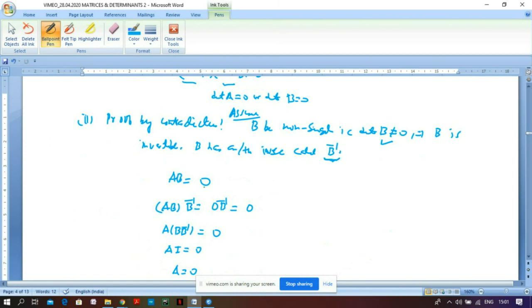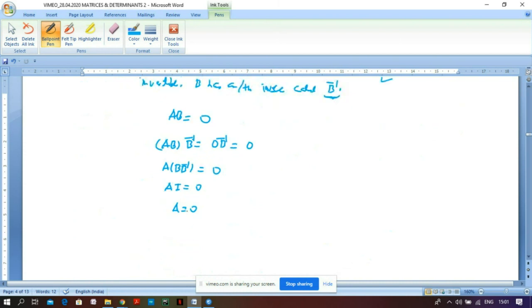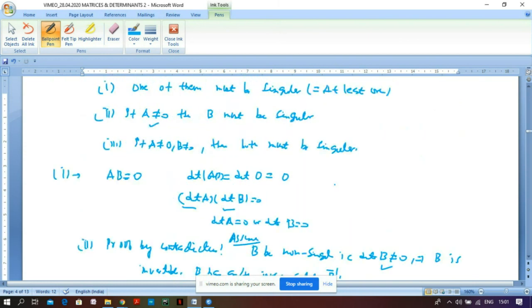Now AB equal to 0. Now post multiply with B inverse on, of course, both sides. So AB multiplied with B inverse equals 0 times B inverse, that is 0. And associate, because product is associative, so A B B inverse is 0, AI equals 0, and that equals A, that means A equal to 0. Contradiction, because it was given that A is not 0. So it means if product of two matrices is 0 and one of them is non-zero matrix, then the other must be singular.